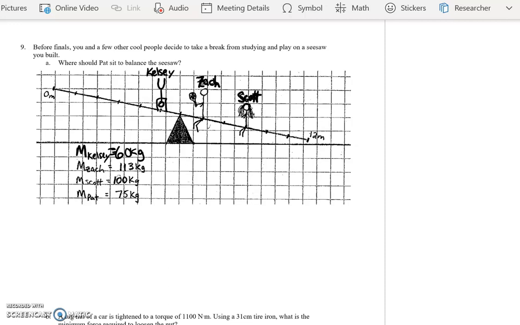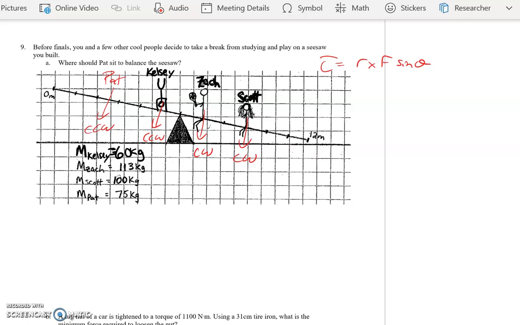So remember, this is a torque problem. Torque is R times F sine of theta. For seesaws, you don't really have to worry about theta, because people are going to be sitting perpendicular to the seesaw when it's balanced, so you don't have to worry about a 90-degree angle. So Scott here is creating clockwise torque, Zach creating clockwise torque, Kelsey's creating counterclockwise torque. And since Scott and Zach's side is down, we need Kelsey's side to go down. So Pat is going to have to be somewhere on the left-hand side over here, creating some more counterclockwise torque.